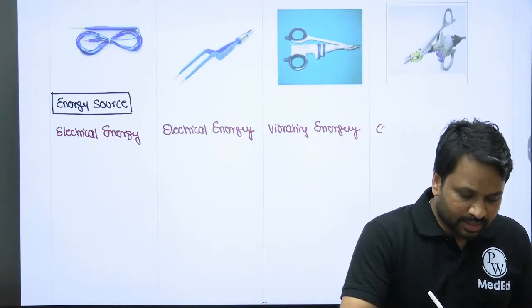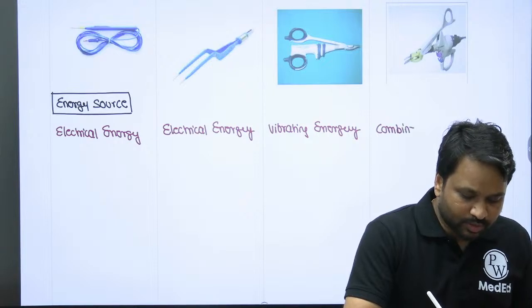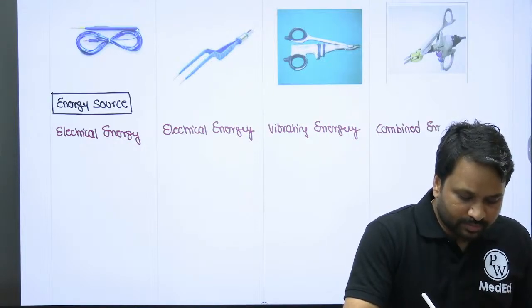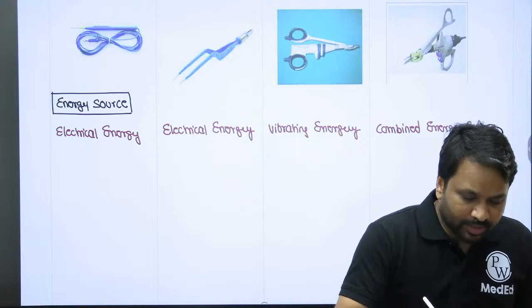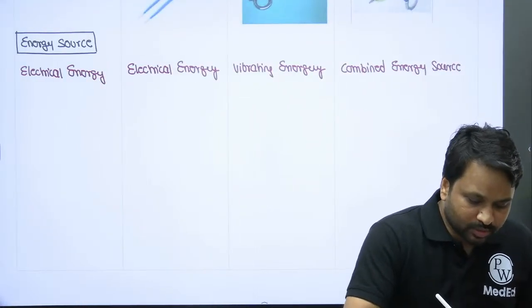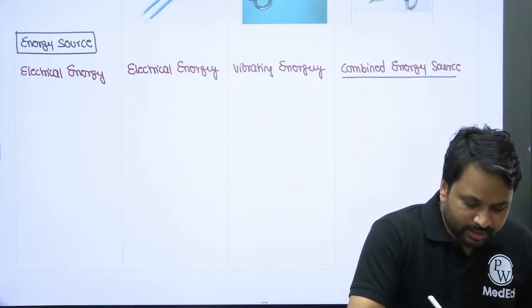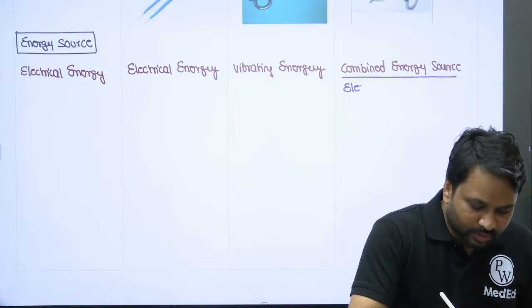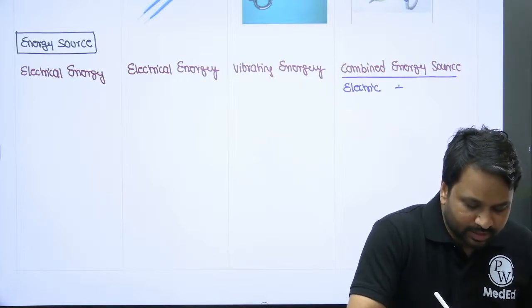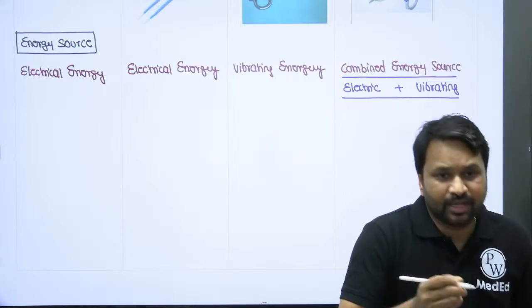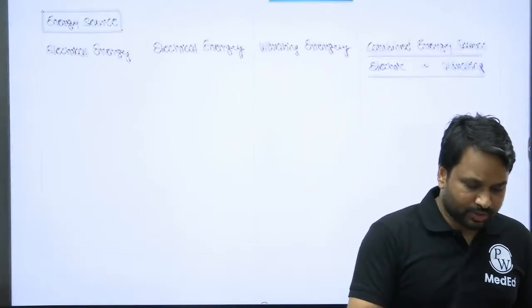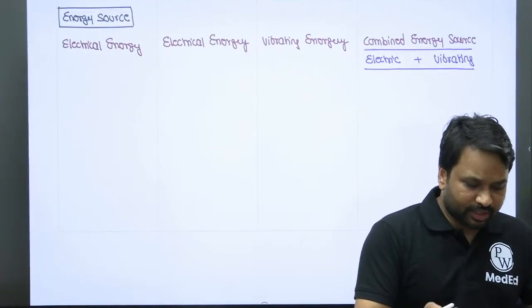Thunderbeat is a combined energy source. So when I say combined energy source, this is going to have both electrical energy as well as the vibrating energy, which is going to create friction that causes heat and causes protein denaturation, right? So that's about the energy source.